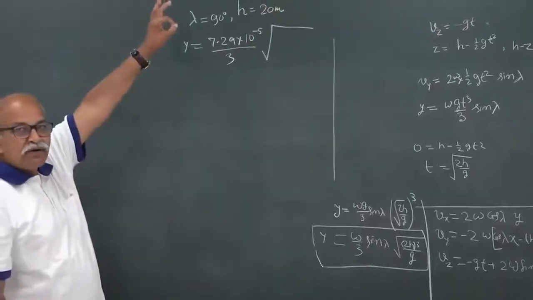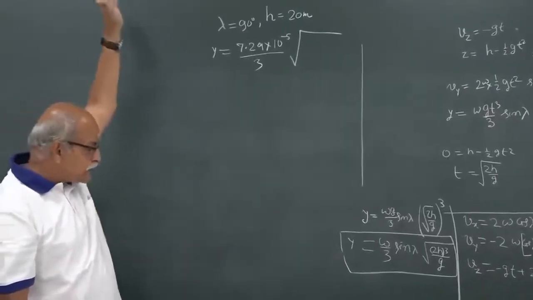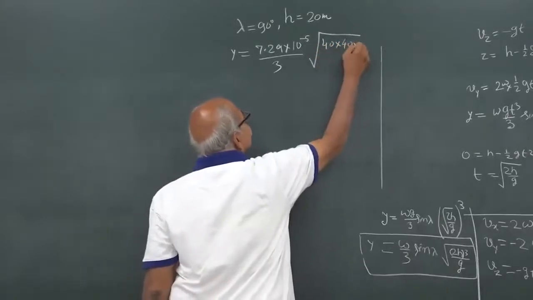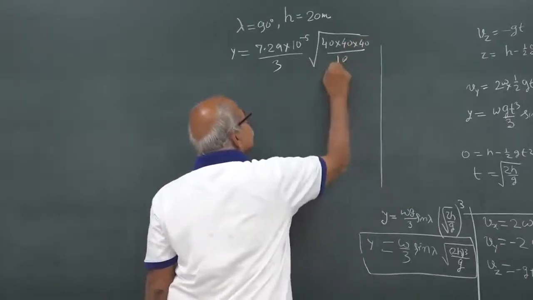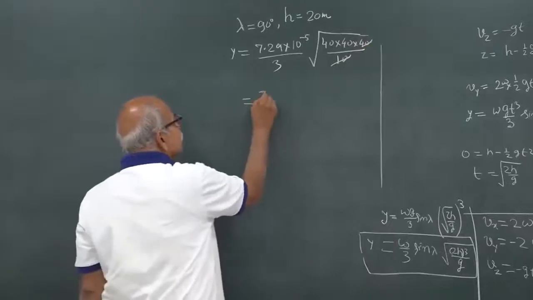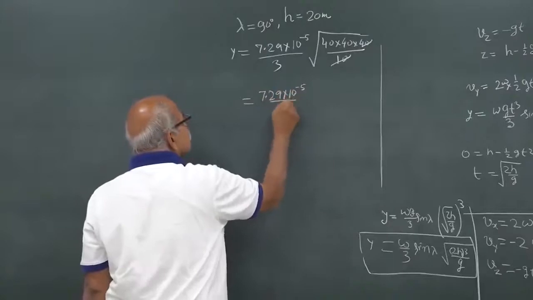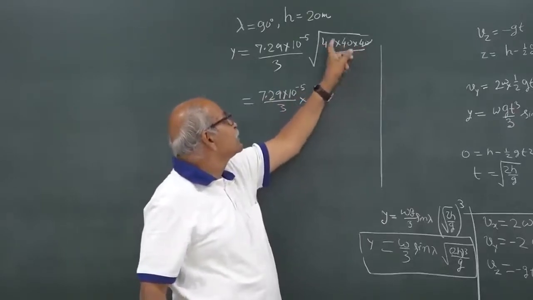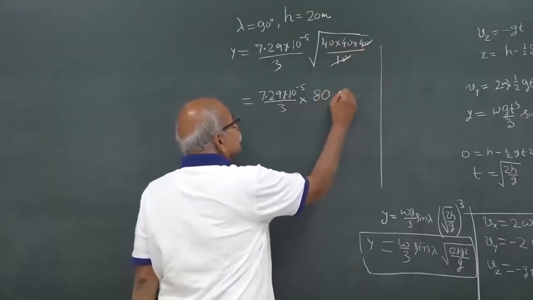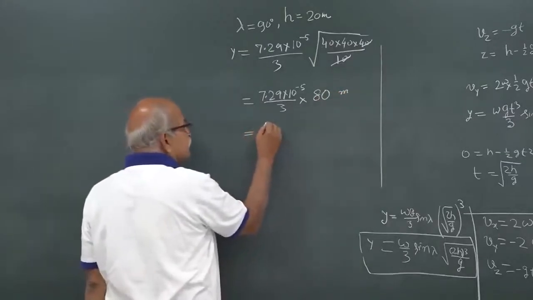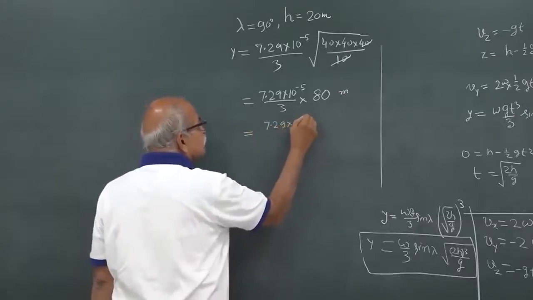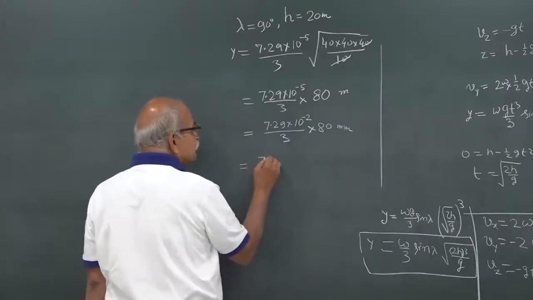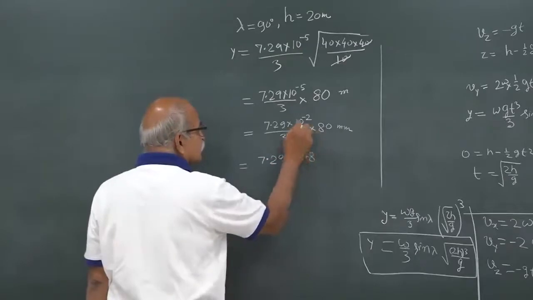So we have dropped our ball from 20 meters of height, and we neglect all the air resistance in this 20 meters. So this is 40 cubed, 40 into 40 into 40, divided by g, which is 10. So it is 7.29 into 10 to the power minus 5 divided by 3 into 4 into 4 into 4, which is 64 and 00, so 80 meters. If I write in millimeters, it will be 7.29 into 10 to the power minus 2 by 3 and 80 millimeters. So that will be 7.29 into 0.8, divided by 3.